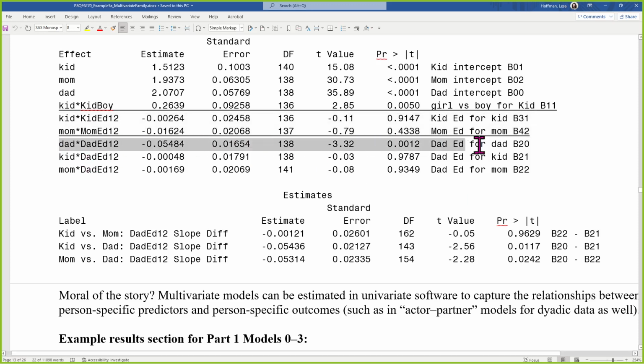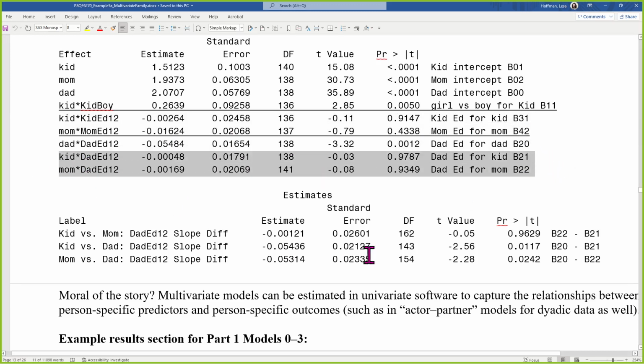So here's dad's education on dad. We had that one before. And here are the 2 new ones. And it looks like dad's education has no relationship to the attitudes of their spouse or their child. And apparently that was unexpected.